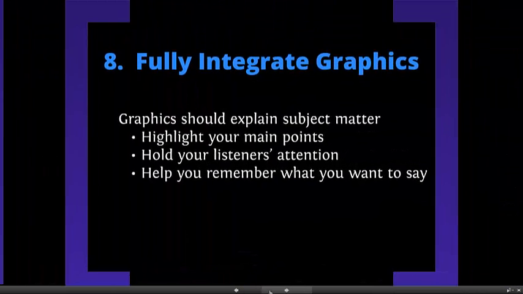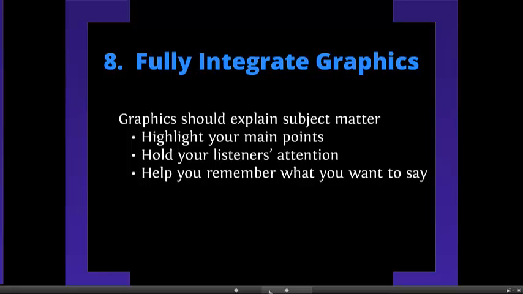Okay, number 8, fully integrate graphics. Graphics are great when you have an oral presentation, because no matter how good looking you are, people can only look at you for so long. Their attention is, they're going to be distracted in some way. Distract them with a graphic. Give them something to visualize.